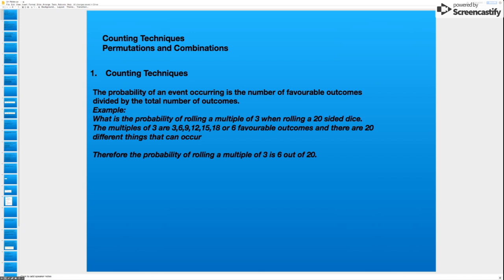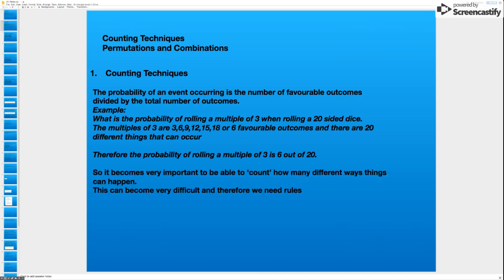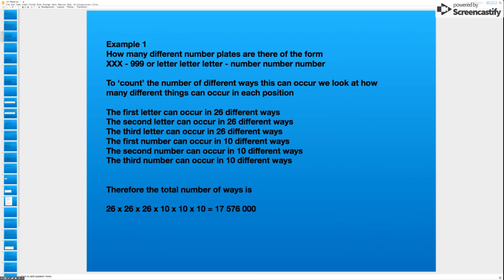Now, that is a fairly simple, easy example. So it becomes very important to be able to count how many different things can happen, and this can become extremely difficult very quickly, and therefore we need some rules. Let's go through this example. How many different number plates are there of the form letter, letter, letter, number, number, number?